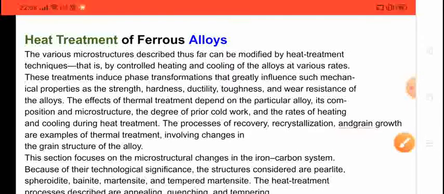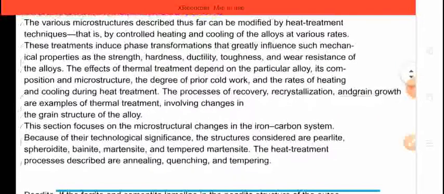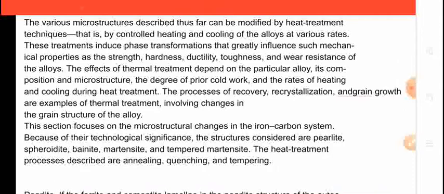This section focuses on the microstructural change in the iron carbon system. Because of their technological significance, the structures considered are pearlite, bainite, martensite, spheroidite, and tempered martensite. The heat treatment processes described are annealing, quenching, and tempering.